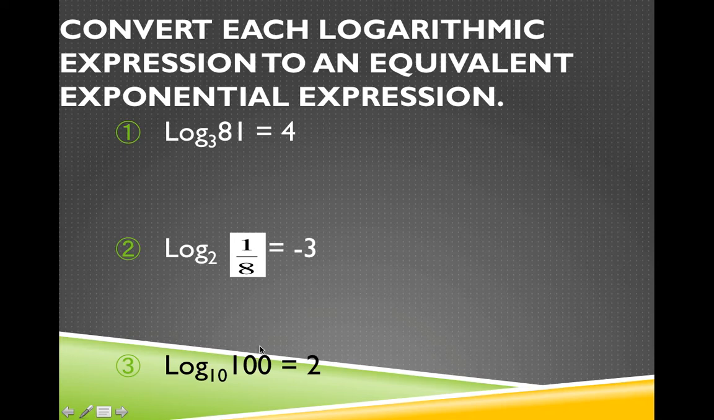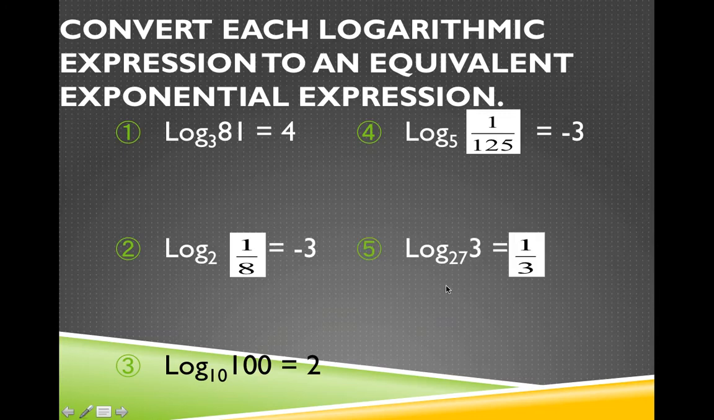Let's look at a fourth one. Always start with the base. 5, go across the equal sign, get the exponent, to the negative 3 power, jump back across, is equal to 1/25. I'm sorry, 1/125. The fifth one, always start with the base. 27 to the 1/3 is equal to 3.